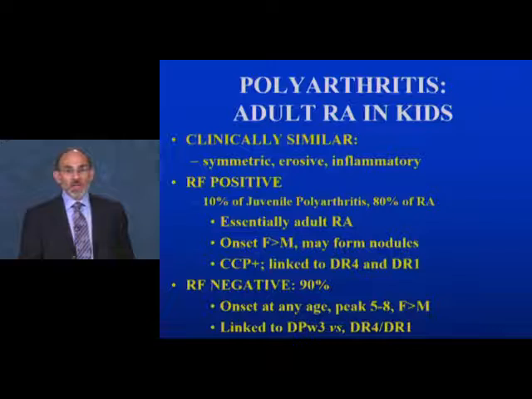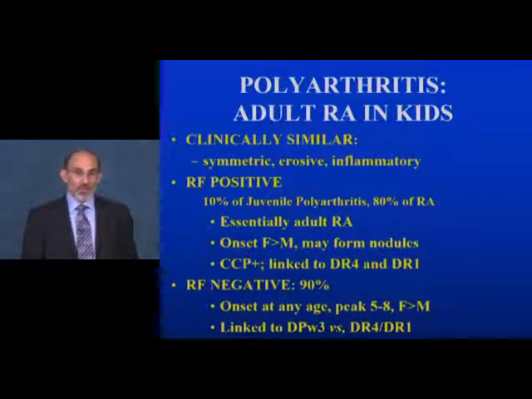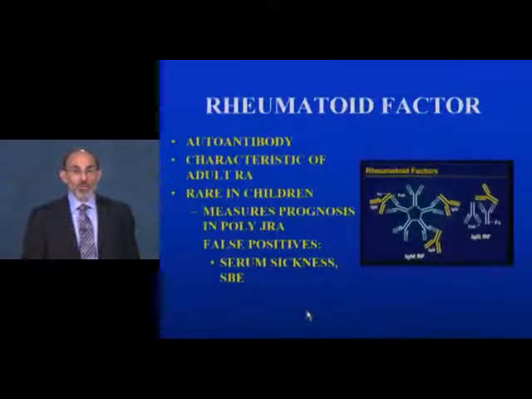The difference is only about 10% of children with polyarthritis have rheumatoid factor positivity, whereas in adults it's about 80%. So there are clearly differences between juvenile and adult arthritis, but at least this one subtype is very similar. And you can see the difference in the haplotype associations that may be seen, the classic DR4, DR1 in adult arthritis versus DPW3 in children.